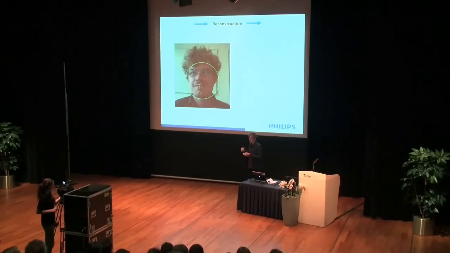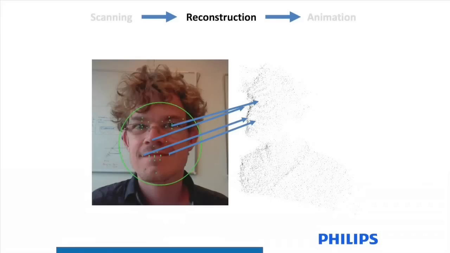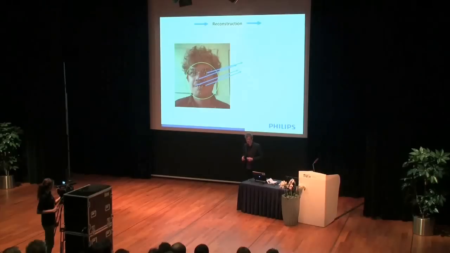Now what we want to know is what the position is in 3D. So we do a 3D projection from the 2D face scanner into 3D. And then we know where in 3D these points are located. From there on, we can start mapping our animation system.